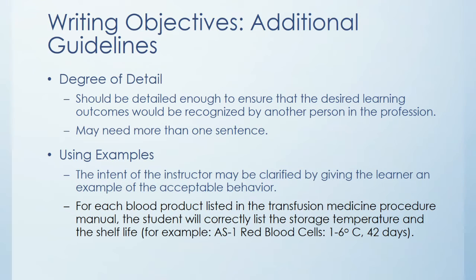So for each blood product listed in the transfusion medicine procedure manual, so that is the conditions, the student will correctly list the storage temperature and the shelf life. And then it has an example of AS1 red blood cells, and then it has the temperature and the days of storage. So that kind of helps the learner figure out, okay, that's what they want me to know. Cool, let me go figure it out for the rest of the products.